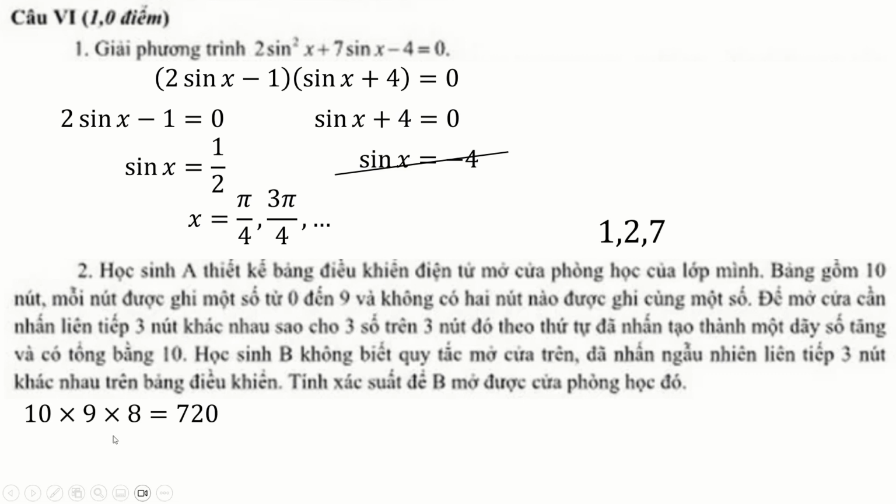So 9 choices for the second, 8 for the third, gives him this many choices in total. We can actually just list the correct passcodes because there's not a lot of them. Start at 0 and increase, and these are the only ways to add up to 10. There's only 4 of them.